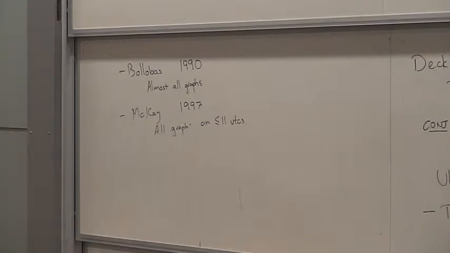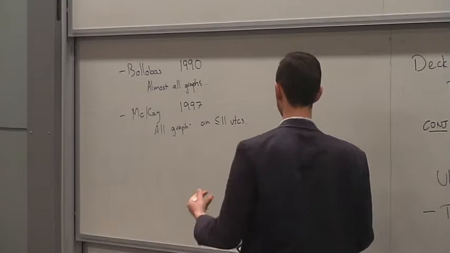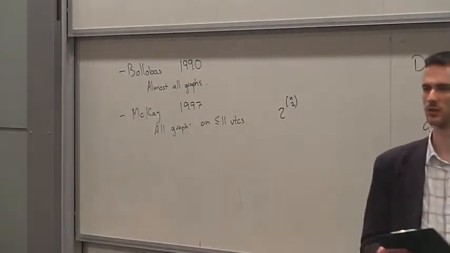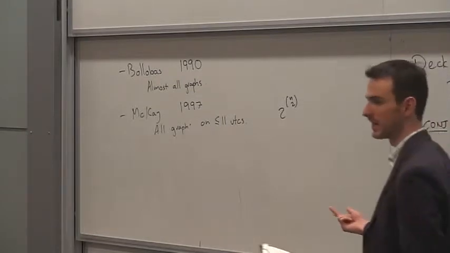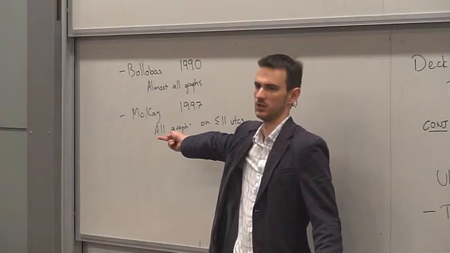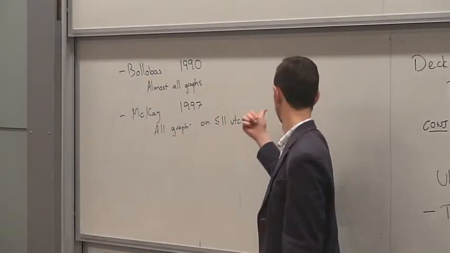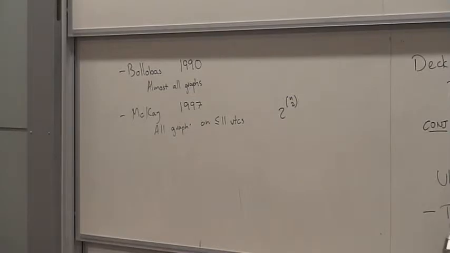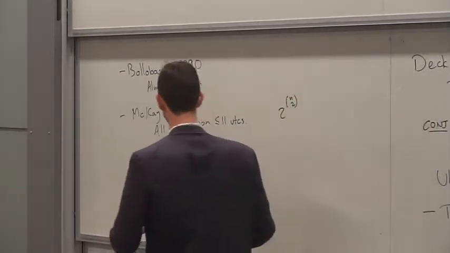Yeah, so 2 to the n choose 2 is the number of graphs, but some of these are going to be isomorphic, right? So many of them. The clever thing which Brendan McKay is able to do is to find canonical graphs which you can check, so you don't need to check all of these. Okay, so there we are.